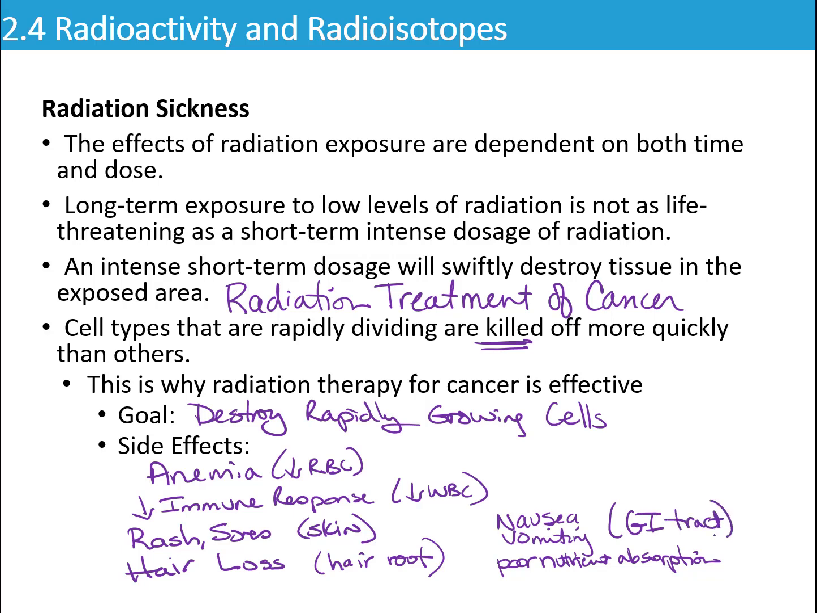So those cells, that is why now you're going to have the nausea, vomiting, diarrhea. You may have poor nutrient absorption because of irritation and damage to those cells. Those are all these side effects that you typically see for a patient that's undergoing radiation treatment for cancer. It's just because we're trying to destroy rapidly growing cells, specifically cancer cells, but you can end up affecting normal cells as well.